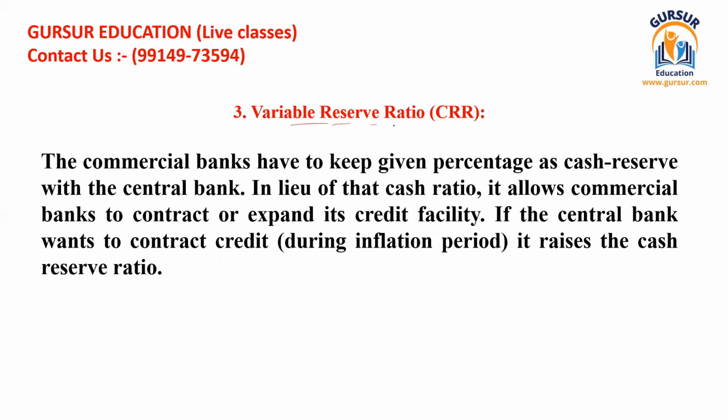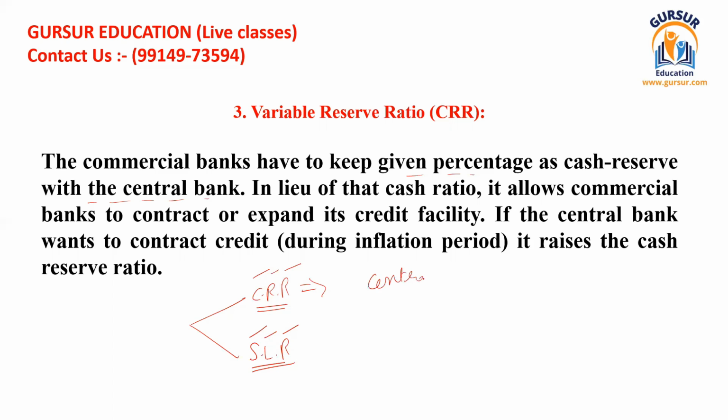The third one is variable reserve ratios. See, there are two kinds of variable reserve ratios. The first is CRR and the second one is SLR. CRR stands for cash reserve ratio. SLR stands for statutory liquidity ratio. So what the government does is, the commercial banks have to keep a given percentage as CRR with the central bank. So they have to submit a certain portion or percentage of their cash reserves with the central bank.